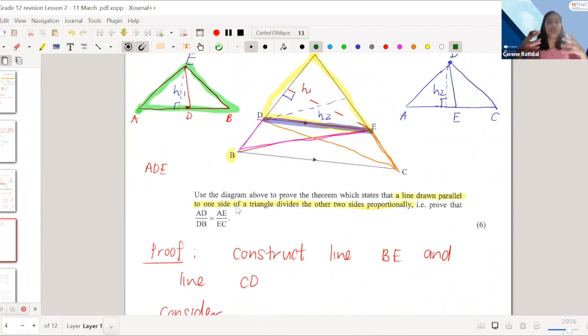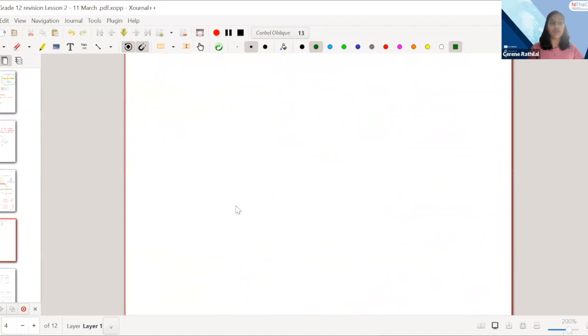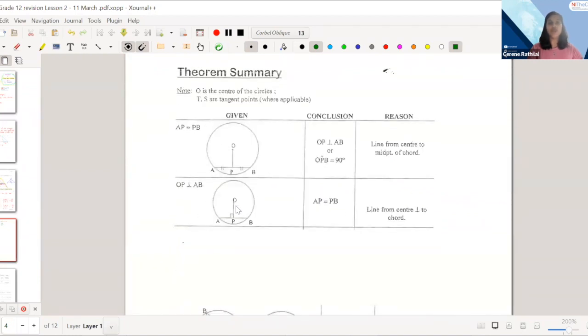If you are given a situation where you have a triangle and a line segment drawn parallel to one of the sides, you can easily see how the other two sides end up being in proportion to one another, right? So that's that main result. Now I'd like to move on to some of the other theorem statements that you are required to know when it comes to Euclidean geometry.